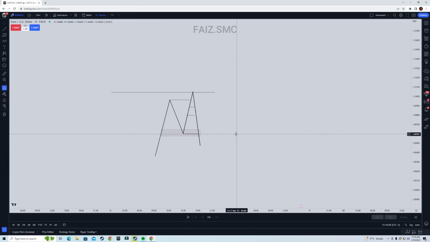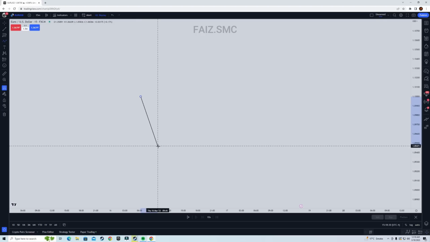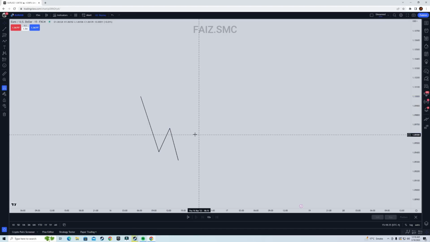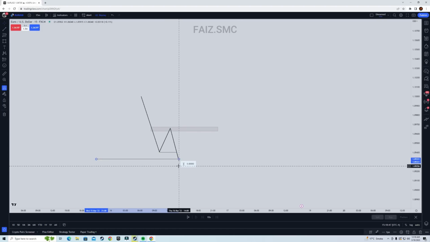Once that structure is broken, you can look for your entry, use any entry model. It could be an order block, fair value gap, and yeah. So this goes the same for a short position. Price makes a lower low, lower high, lower low. The lower high filled in some fair value gap, right? This right here. And then it did a break of structure. And it also swept some sort of liquidity on a higher time frame, right?